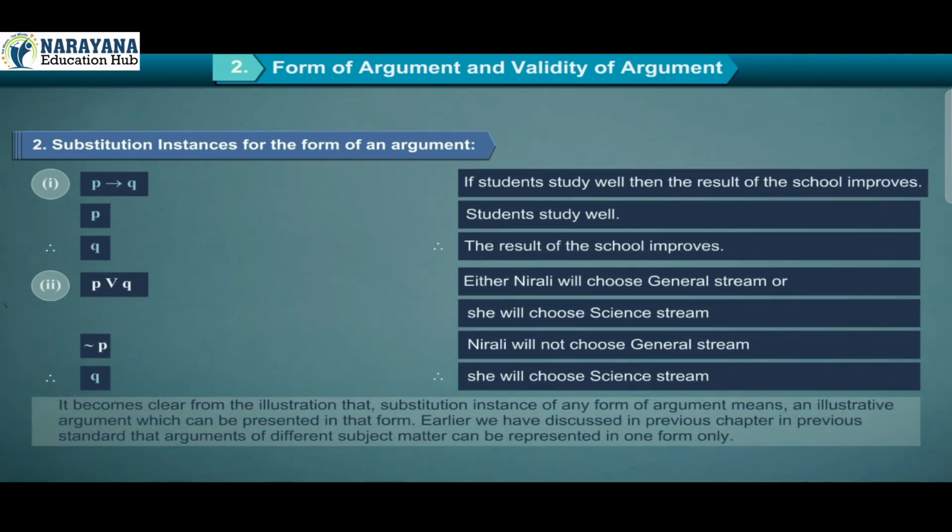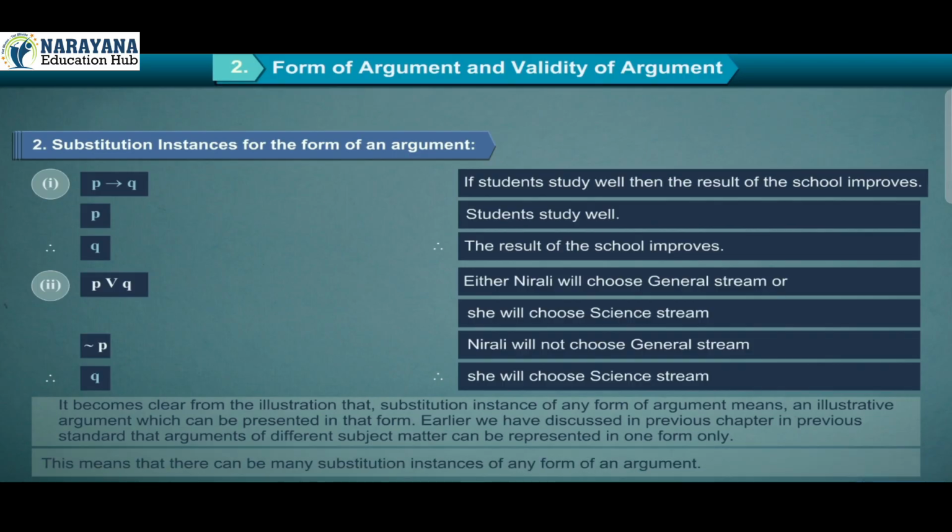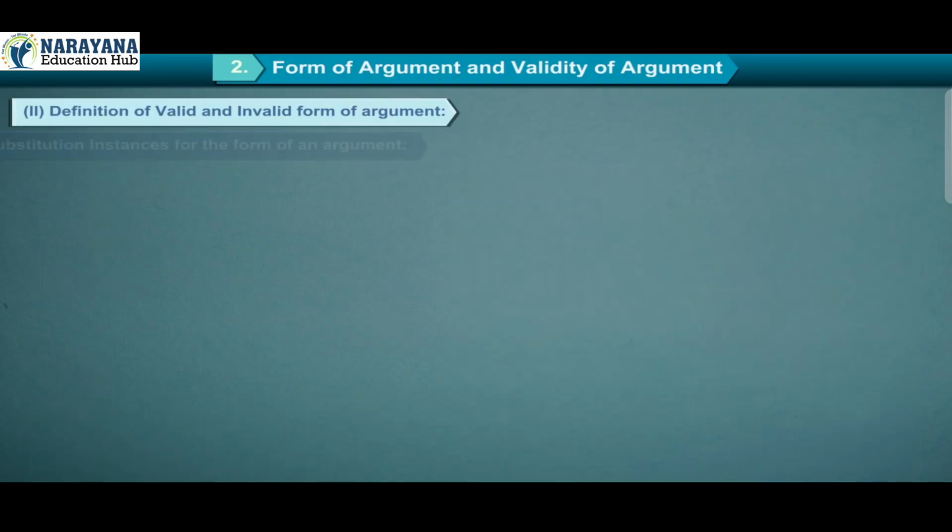It becomes clear from the illustration that a substitution instance of any form of argument means an illustrative argument which can be presented in that form. Earlier we discussed in the previous standard that arguments of different subject matter can be represented in one form only. This means that there can be many substitution instances of any form of an argument.